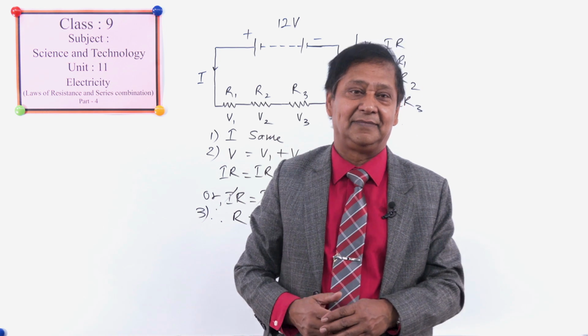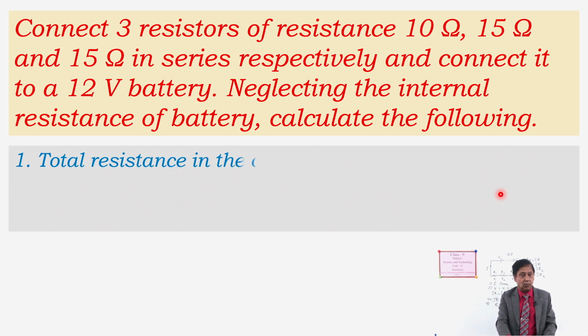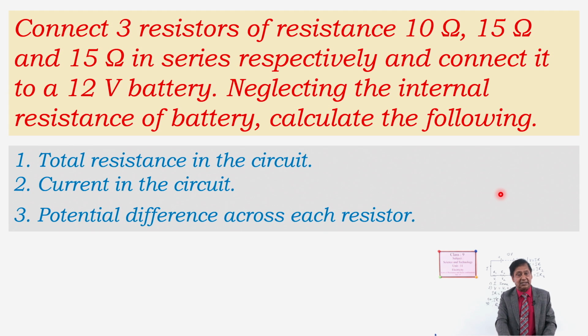Look at this. You are told to connect 3 resistors of resistance 10 ohm, 15 ohm, again 15 ohm in series respectively, and connect it to a 12 volt battery. Neglecting the internal resistance of the battery, calculate the following. Number 1, total resistance in the circuit. Number 2, current in the circuit. And number 3, potential difference across each resistor. Now I'm going to solve this numerical problem.